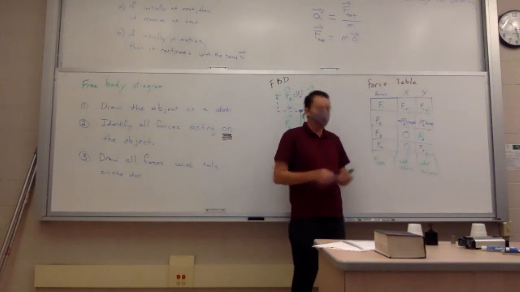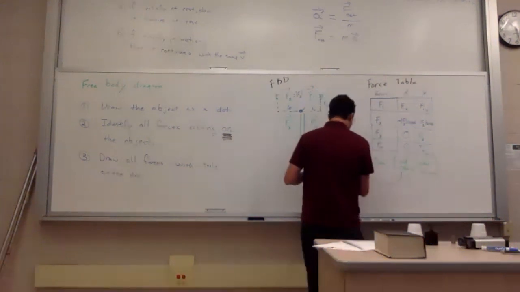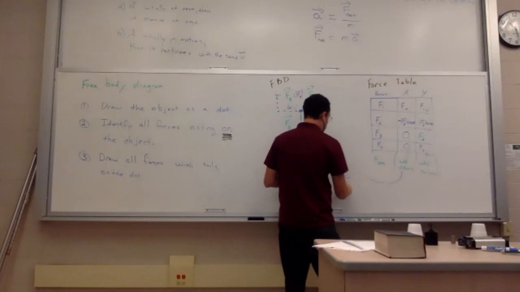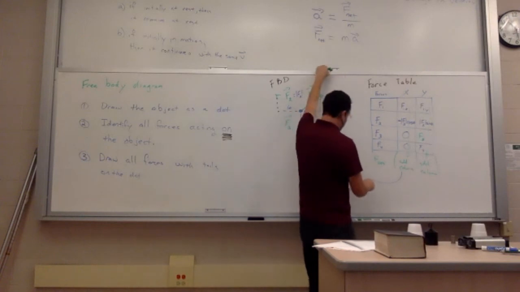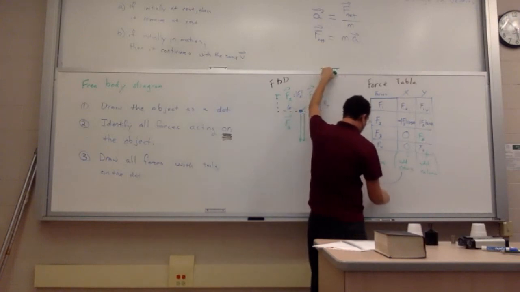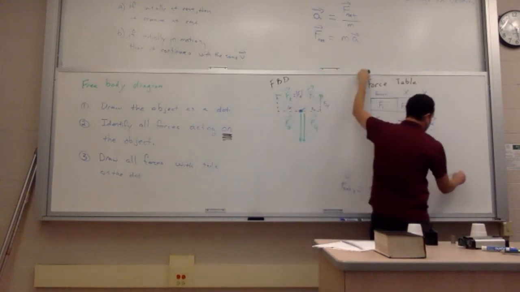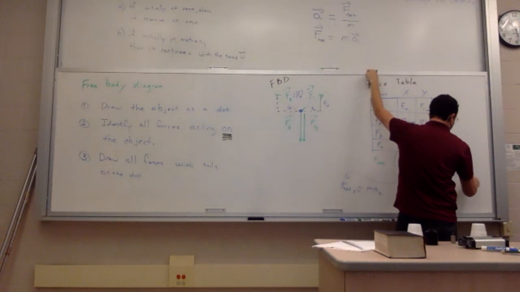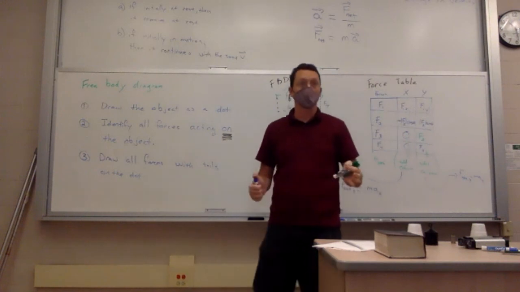It's the same idea. And so then this number, for example, would give me F net in the x direction, and I could set that using the second law equal to the mass times the acceleration in the x direction. And this number would equal F net in the y direction, and that would equal the mass times the acceleration in the y direction. Okay.